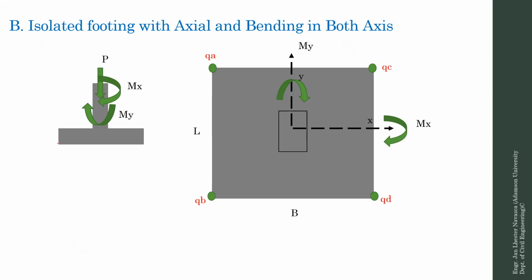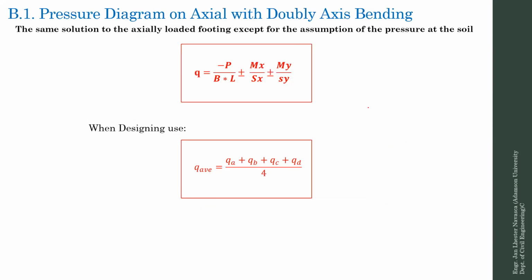So those four values of pressure at the ends are Q sub A, Q sub B, Q sub C, and Q sub D. Okay, so what are those values? Okay, so the same solution to the axially loaded footing except for the assumption of the pressure at the soil. So this time, meron tayong four possible cases. So what are those possible cases?